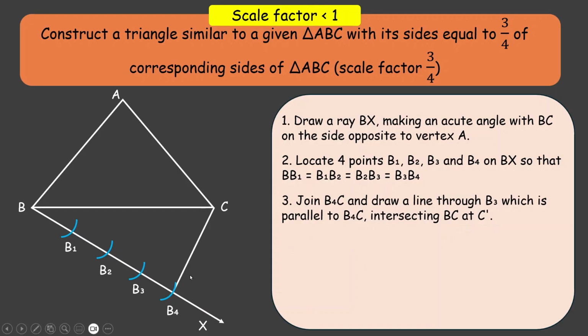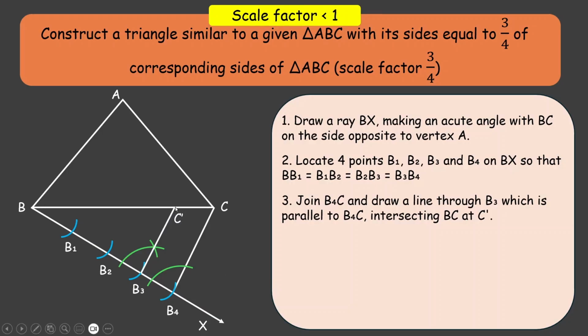And draw a line through B3 since we want the new triangle to be 3/4. So we will make a line through B3 which is parallel to B4C. In order to make a parallel line, we want this angle to be the same. So we'll measure this angle. We'll keep our compass over here, make one arc, and make a similar arc with similar length at B3. Then we'll measure this angle and create the same angle over here. Let's join, and this point is C dash.